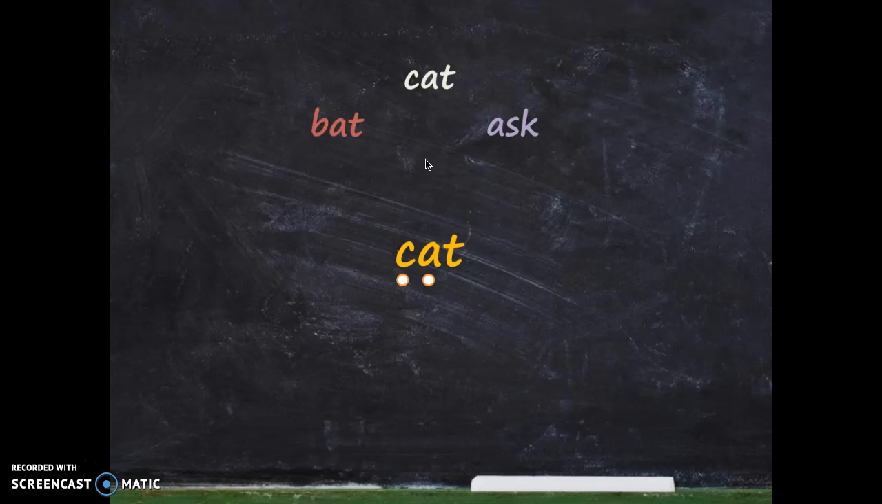We're going to do the same thing. A. A makes the short A sound in this word. And the last sound is t. So we put it all together, and the word is cat. Cat. Ready to keep practicing? Here we go.